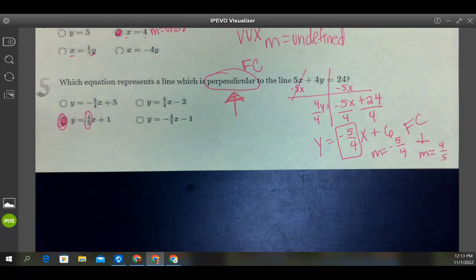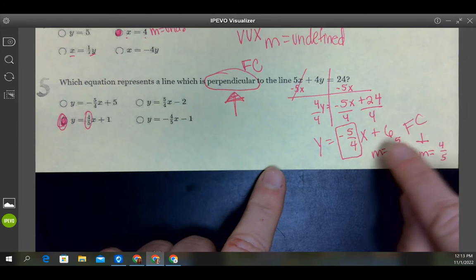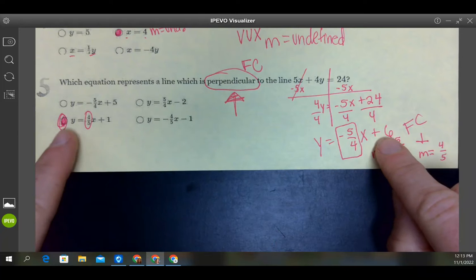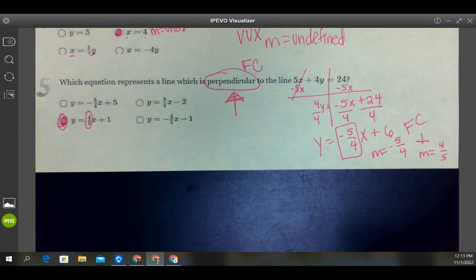It's just asking for a perpendicular line. We don't even care about the number. We only care about slope. We don't care about anything else, because it doesn't matter where the y-intercept is. You're just looking to see where they cross at a right angle.